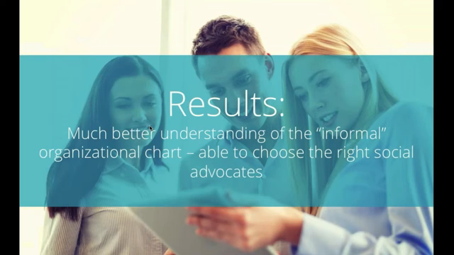So the results for our client were to get a much better understanding of the informal org chart. And what they were able to do is choose the right social advocates from within their teams. And they did this by both department and by geography. So they looked at the total, the staff rank, and used that as a way of shortlisting people that they otherwise would probably have missed within the environment.